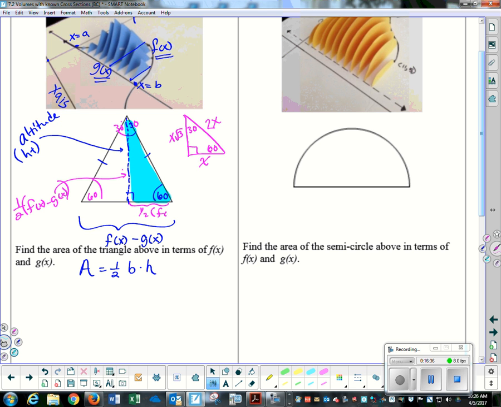I might as well write it down here as well. F of x minus g of x times 1/2. That gives us the short segment. And if we multiply that by a root 3, we get the long segment. So now I want to multiply this by a root 3. That ends up looking like root 3 over 2 times f of x minus g of x. And that is the height of a 30-60-90.